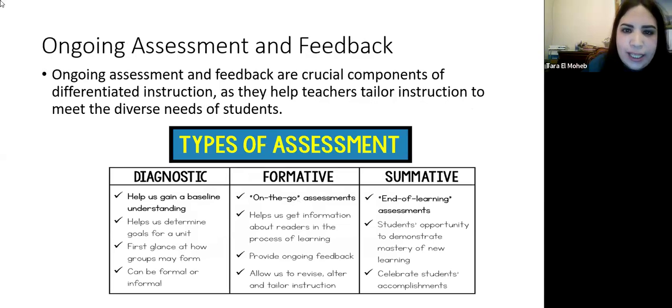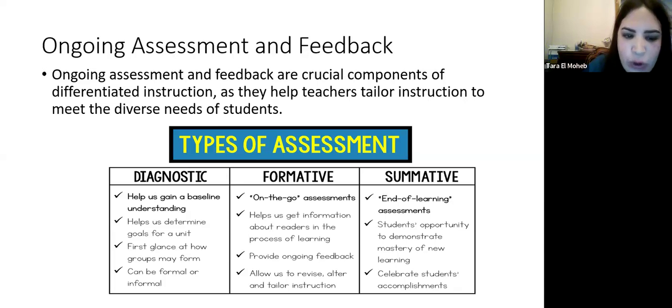Ongoing assessment and feedback. Ongoing assessment and feedback are crucial components of differential teaching, as they help teachers tailor instruction to meet the diverse needs of students. Here you have diagnostic, formative, or summative. Diagnostic helps us gain a baseline understanding, like a base. What the student is. This is the student, lower intermediate, upper intermediate. Helps us determine goals for a unit. What goals should we put in this unit?